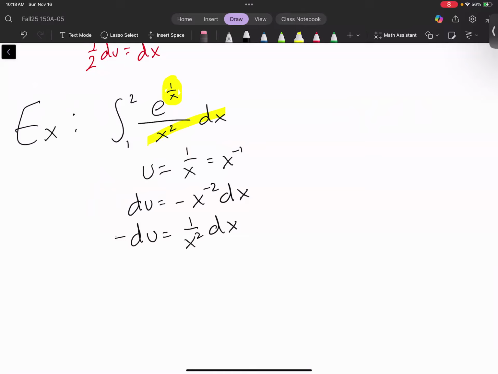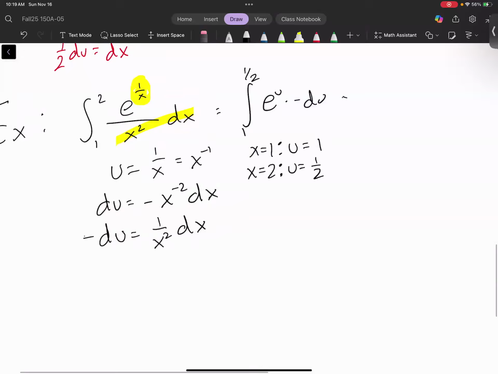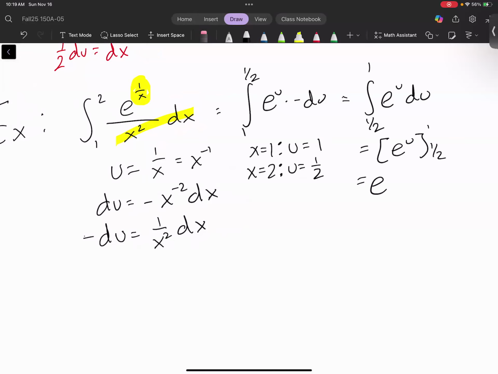We also need the bounds. So when x equals 1, u is going to equal 1 over 1, which is also 1. And then x equals 2, u equals 1 over 2. Okay, so this is going to be integral from 1 to a half. And then e to the u. And there's no denominator anymore. It gets absorbed into the du. So it's actually e to the u times negative du. Okay, just like last time, we can use that negative to flip the bounds. Okay, so then this is e to the u. And then the bounds. So this is e minus square root e.